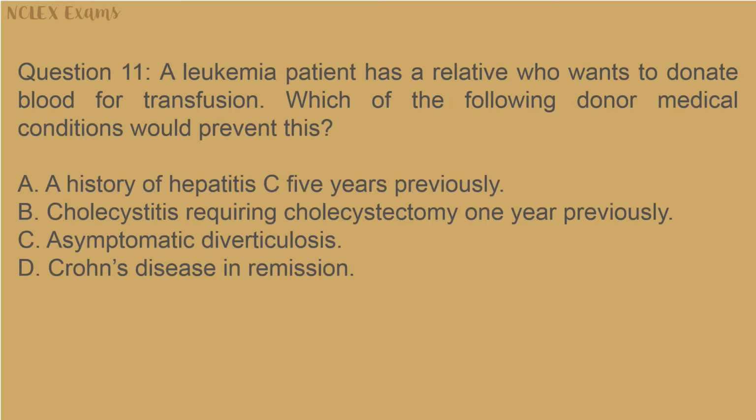Question 11. A leukemia patient has a relative who wants to donate blood for transfusion. Which of the following donor medical conditions would prevent this? A. A history of hepatitis C 5 years previously. B. Cholecystitis requiring cholecystectomy 1 year previously. C. Asymptomatic diverticulosis. D. Crohn's disease in remission.